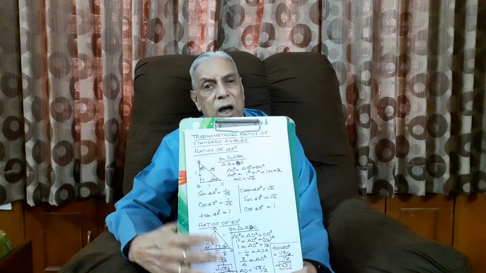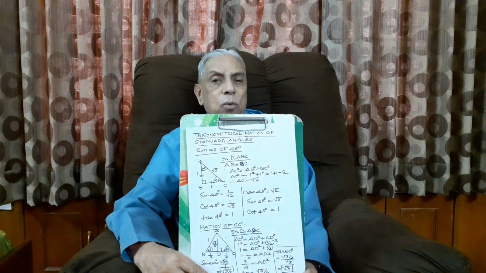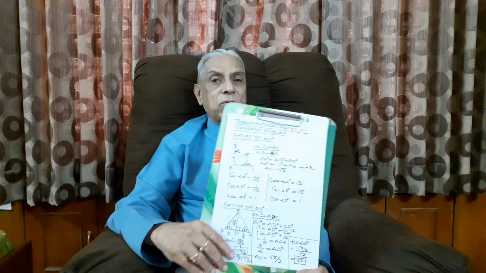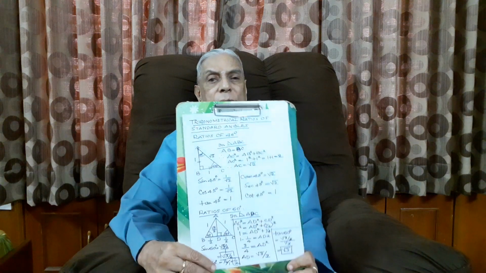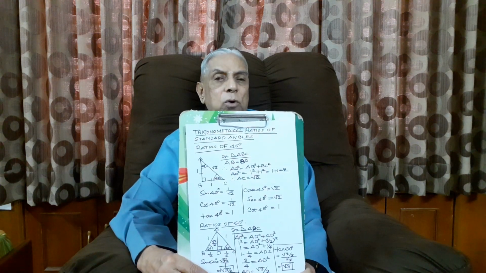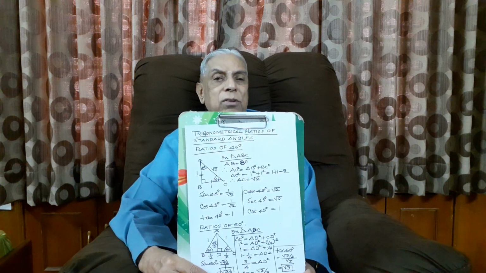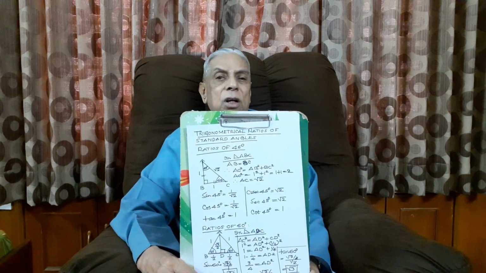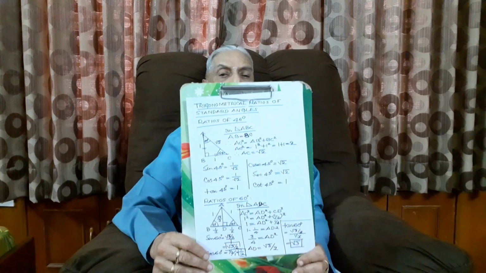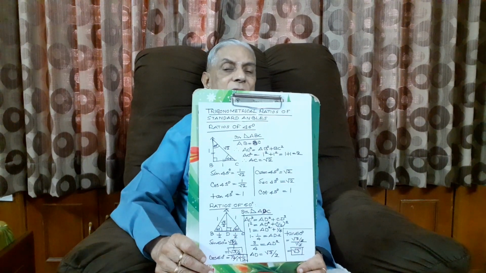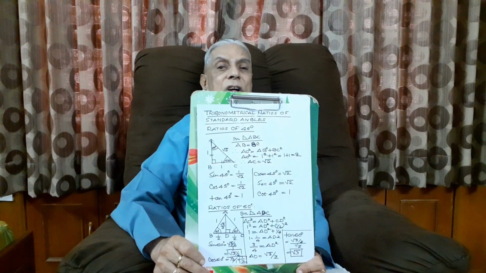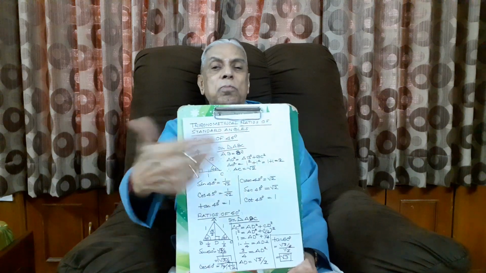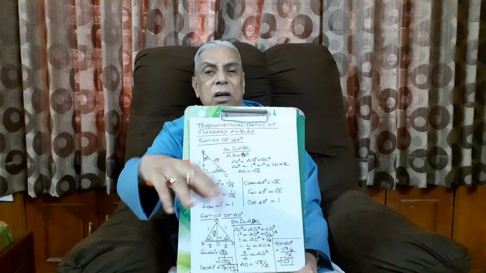Opposite side by adjacent side. I'm sorry, opposite side actually is root 3 by 2 divided by 1 by 2. Root 3 by 2 upon 1 by 2, the 2 cancels, root 3. Therefore, once again, what is sin 60? Root 3 by 2. What is cos 60? That is half. What is tan 60? Root 3.